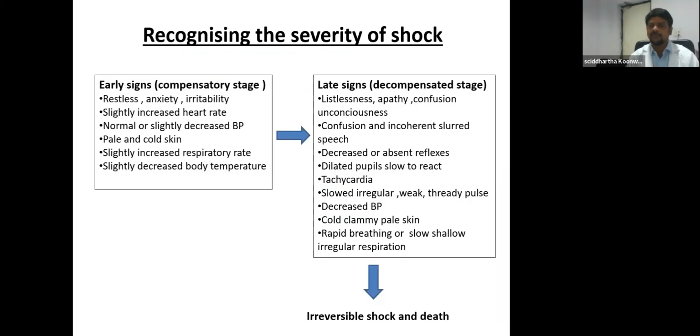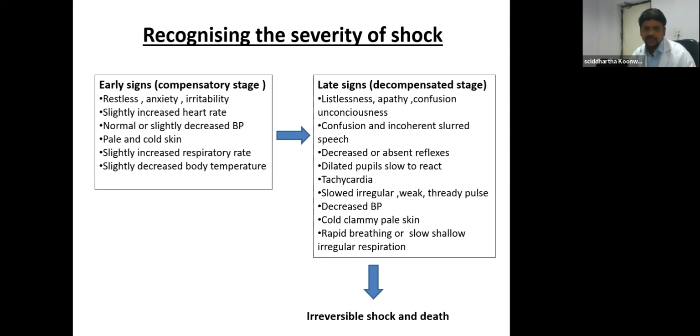Now, how to recognize the severity of shock? In the early compensated stage, the patient will be restless, anxious, and irritable, whereas in late and advanced decompensated stage, the patient will be listless, apathetic. The patient may ultimately land up in an unconscious state. There could be confusion, incoherent, slurred speech due to decreased cerebral perfusion. DTR may be absent, or reflexes will be decreased or absent. There will be dilated pupils which are slow to react.